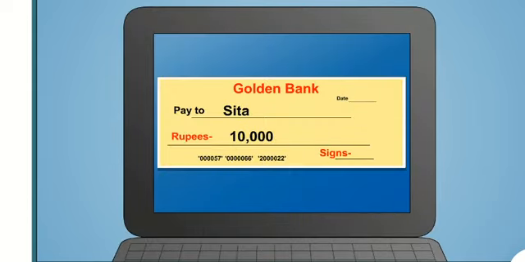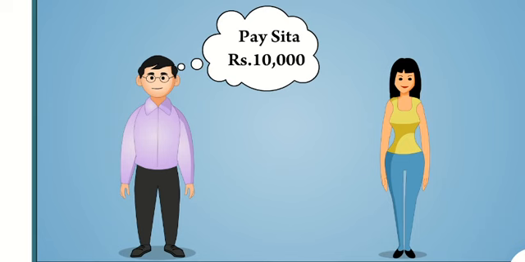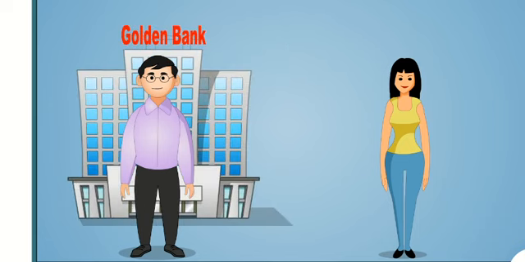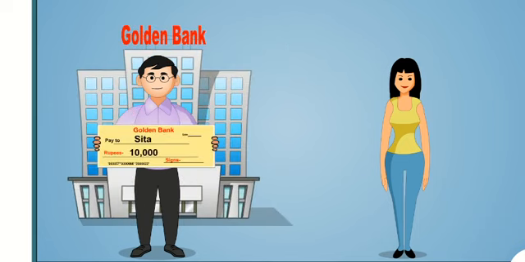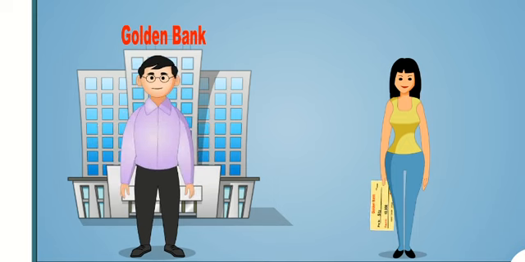However, just any images of checks will not do. There is a code on checks called a magnetic ink character recognition or MICR code. This is what makes CTS possible. Let's see exactly what happens. Ram needs to pay Sita rupees 10,000. Ram has an account with Golden Bank. He writes a check of rupees 10,000 and gives it to Sita.